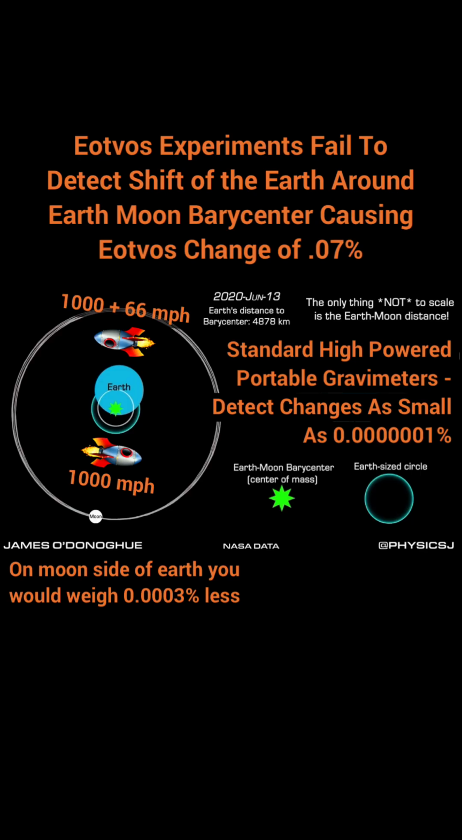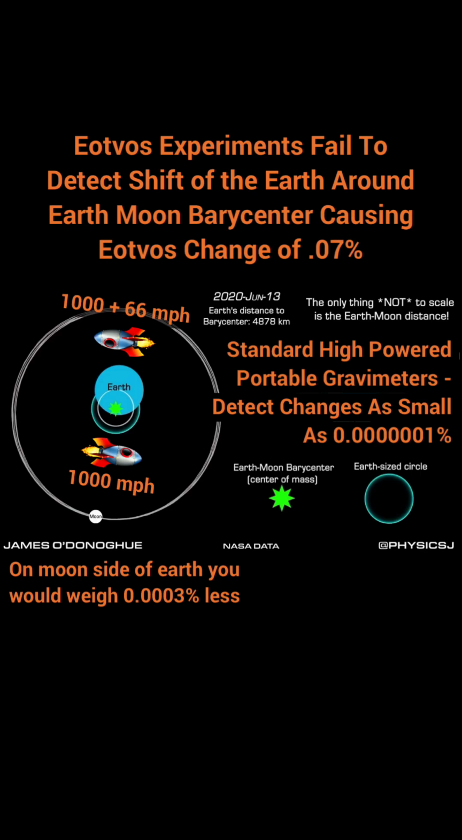The problem with both of those statements is that even on the Moon side of the Earth, its gravity would only affect your weight by 0.0003%. So the Moon's gravity in no way, in either case, compensates for the Eötvös change of 0.07%.